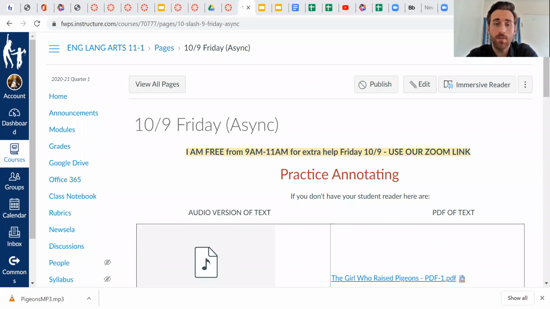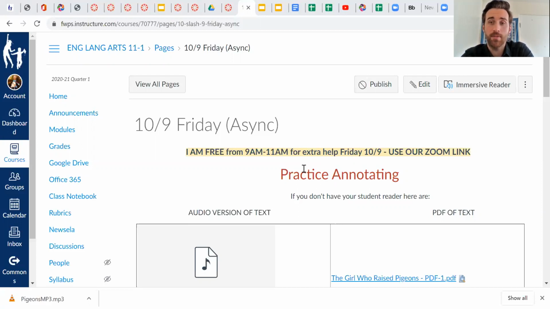This is for juniors starting on Friday, October 9th. So our task today is we are practicing annotating. Remember, annotating is responding to the text. This is in regards to The Girl Who Raised Pigeons, which is our new short story that you're going to start reading. You have it if you have a copy of the student reader. It's in there. It's the first story.